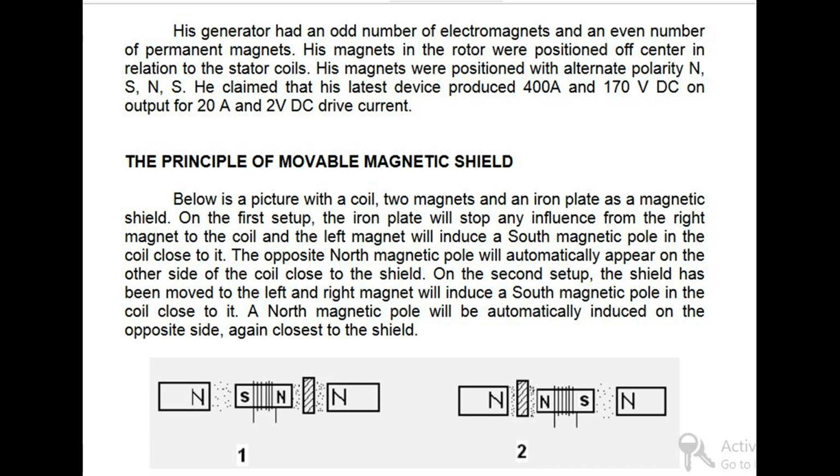The principle of the movable magnetic shield: below is a picture with a coil, 2 magnets and an iron plate as a magnetic shield. In the first setup, the iron plate will stop any influence from the right magnet on the coil and the left magnet will induce a south magnetic pole in the coil close to it. The opposite north magnetic pole will automatically appear on the other side of the coil close to the shield. In the second setup, the shield has been moved to the left and the right magnet will induce a south magnetic pole in the coil close to it. A north magnetic pole will be automatically induced on the opposite side, again closest to the shield.